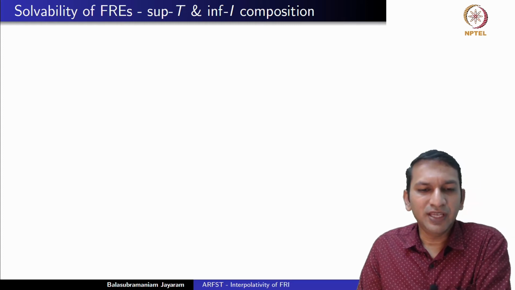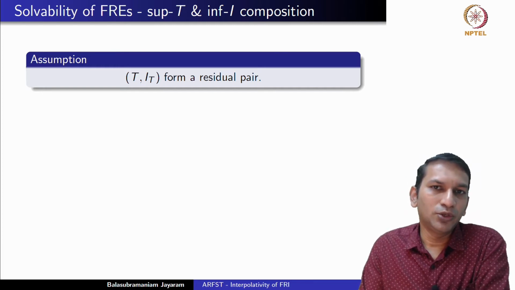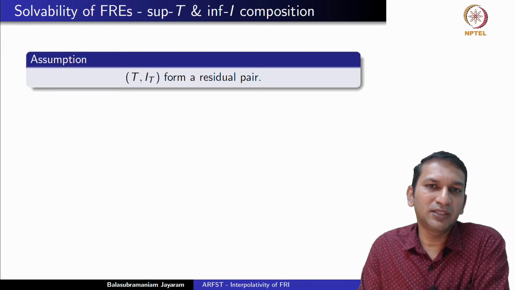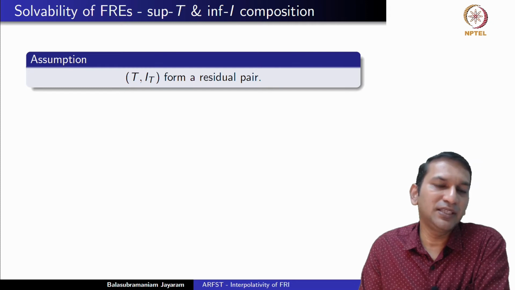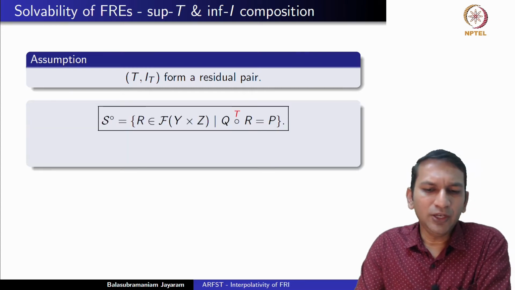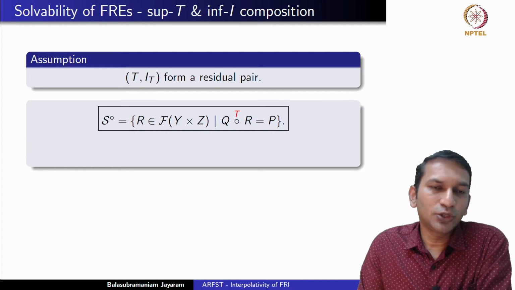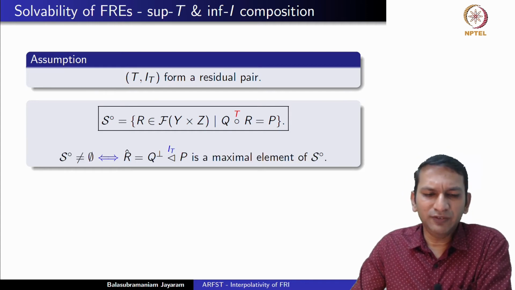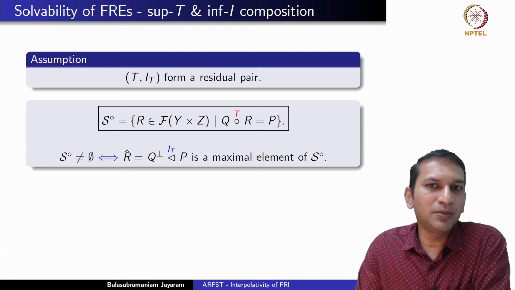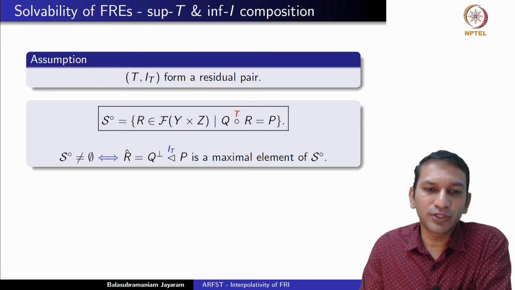In the last lecture, we have seen that if you consider the underlying operations of either the sup-T or inf-phi composition to come from a residuated lattice structure, that means the T-norm T and the corresponding R-implication IT form a residual pair, essentially that means T is left continuous, then these are the results that we saw can be proven. If given Q and P, we want an R such that Q sup-T composed with R is equal to P, this solution space is non-empty if and only if the relation which we denote by R hat or R cap, which is given as Q transpose inf-phi T composed with P, is not only an element of the space but also the maximal element of that solution space.